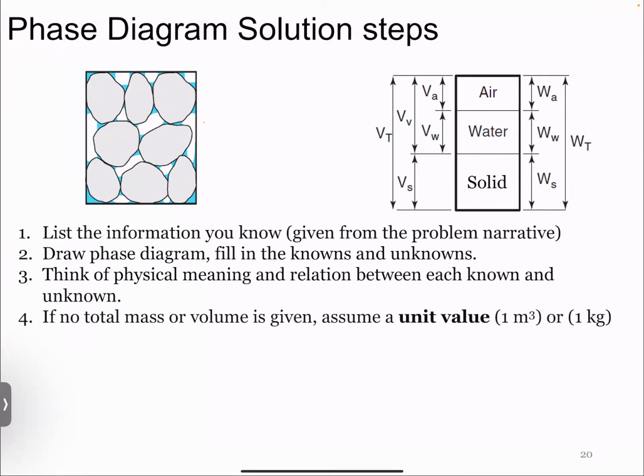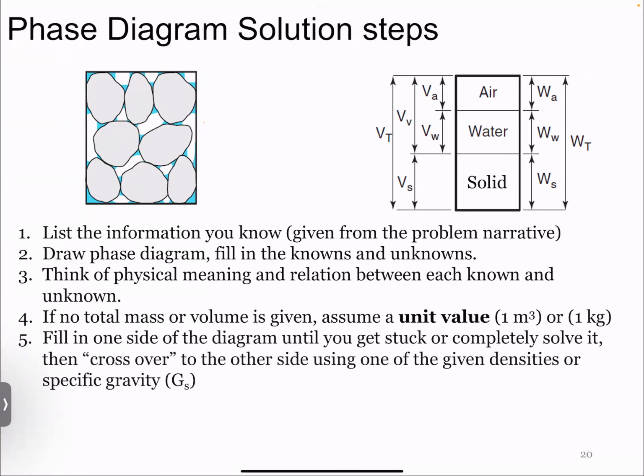And the reason why we can do that is because all of these ratios that we care about are values divided by themselves, so they're all unitless. So if you're assuming a unit value, that ratio is still going to be the same whether you have that actual thing or not. So the whole purpose is just solving it.